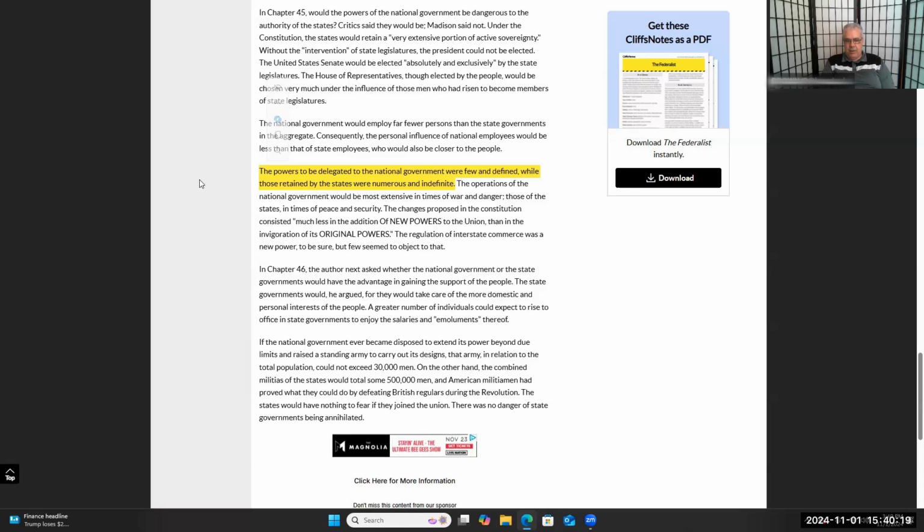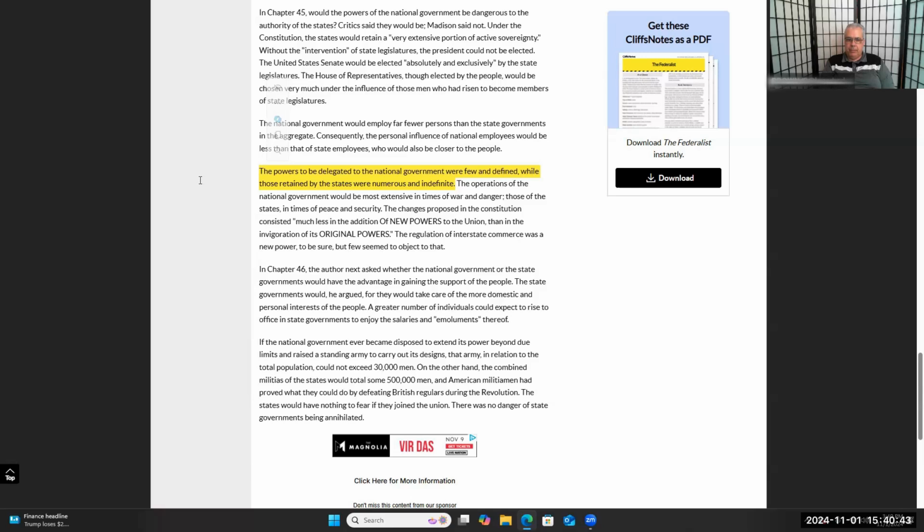The operations of the national government would be most extensive in times of war and danger. So again, I said that in commandeering an army or an armed force to go overseas, it has to come through the Senate, through the House.